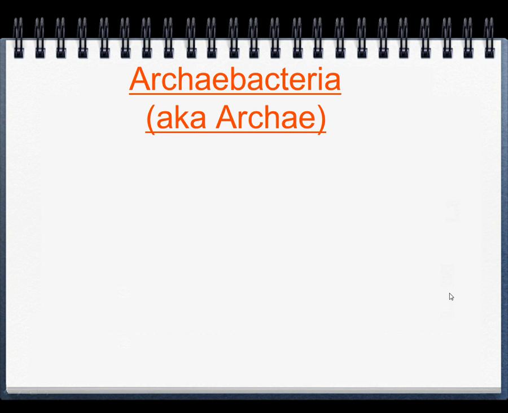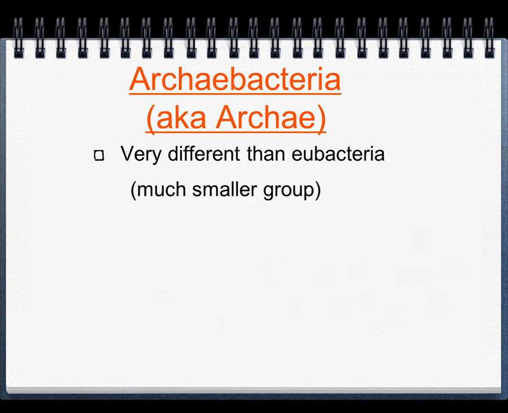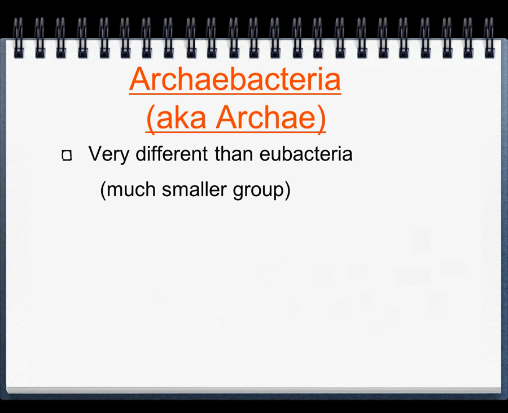The next type of prokaryote is the archaebacteria. Archaebacteria is also known as archae. So you'll hear bacteria for eubacteria and just archae for archaebacteria. They're very different than eubacteria because they're a much smaller group.